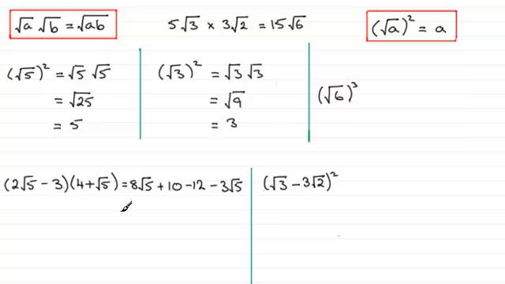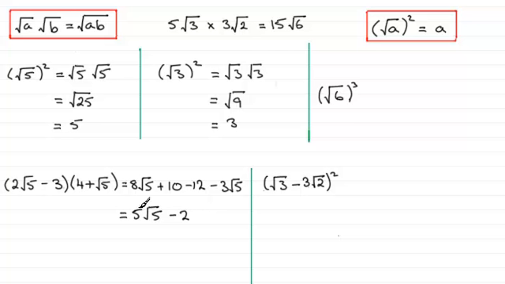So all we need to do is just group up our terms. Remember, I've shown you in a previous tutorial that to simplify this kind of thing, you group up the root 5 terms. They're the same kind of term. 8 root 5 minus 3 root 5 is going to be 5 root 5. And then we've got the 10 minus the 12, which is minus 2. And we can't simplify this any further.